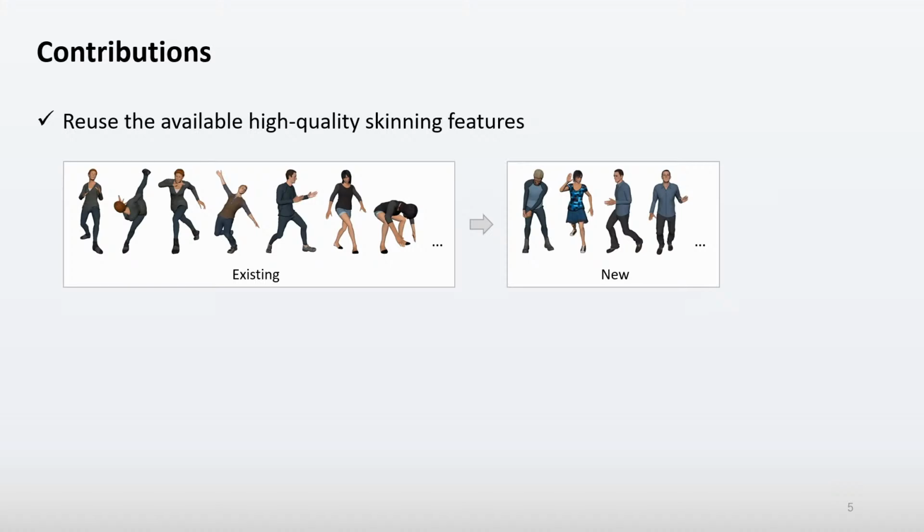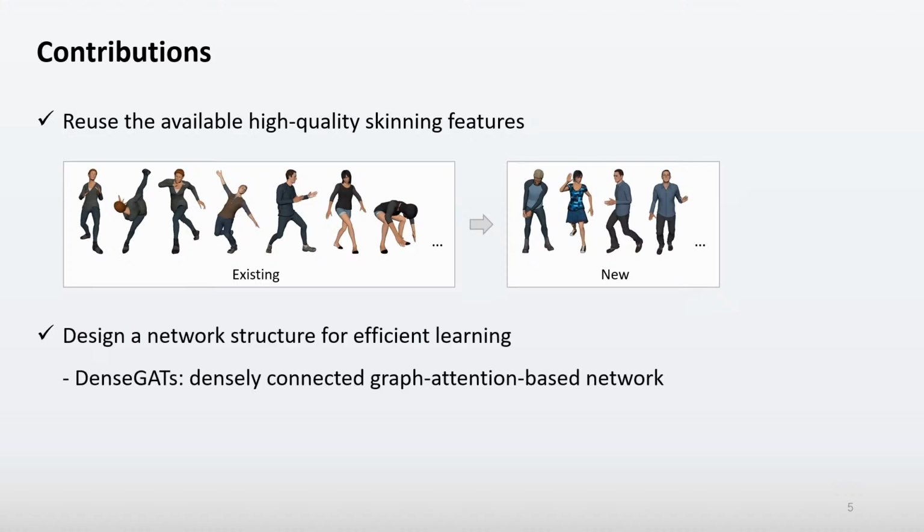However, learning such a huge amount of complicated features is not an easy task. Therefore, we additionally present a novel densely connected graph attention-based network named dense GATs to achieve the goal of automatically generating nonlinear deformations.